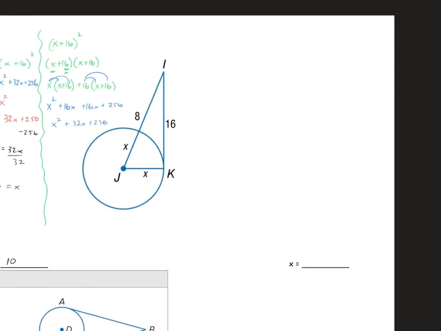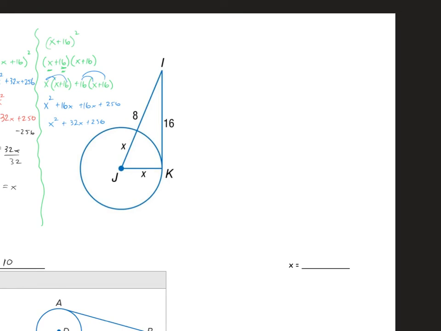Looking at the second example of this type, again, I'm going to identify that this is the hypotenuse, so that is x plus 8. This 16 is the long leg, and JK is x, which is the radius. So again, here's my radius. No matter where I go, if I connect over here, that is still going to be a radius. So I need to find the length of that. I'm going to set the problem up. I get x squared plus 16 squared. That is equal to the quantity x plus 8 squared.